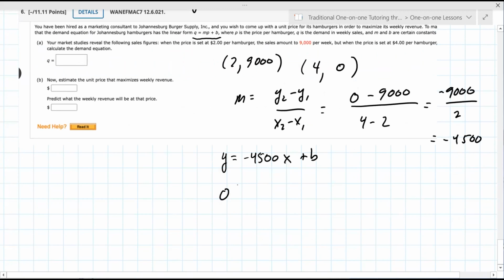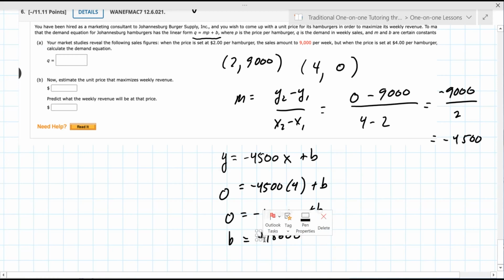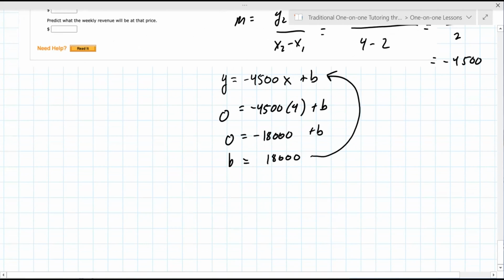So 0 equals minus 4,500 times 4 plus b. So this is 18,000. 0 equals minus 18,000 plus b. B equals minus 18,000. I'm sorry, a positive 18,000 because you move it to the other side. Okay, so now we put that number back in here, and we say, okay, we're not doing X and Y, we're doing Q. So this becomes Q equals minus 4,500 P plus 18,000. That's your demand equation.